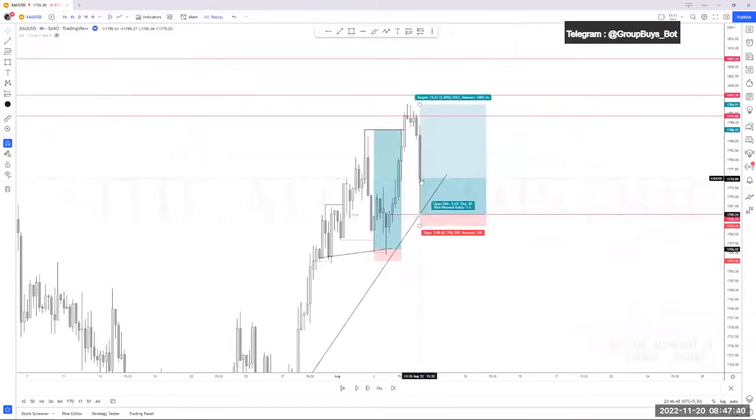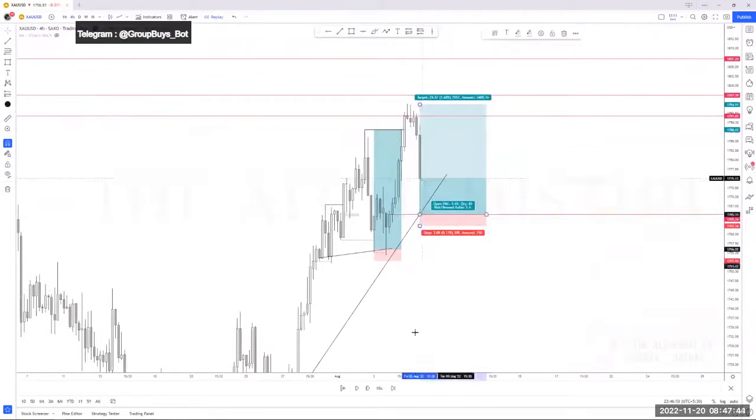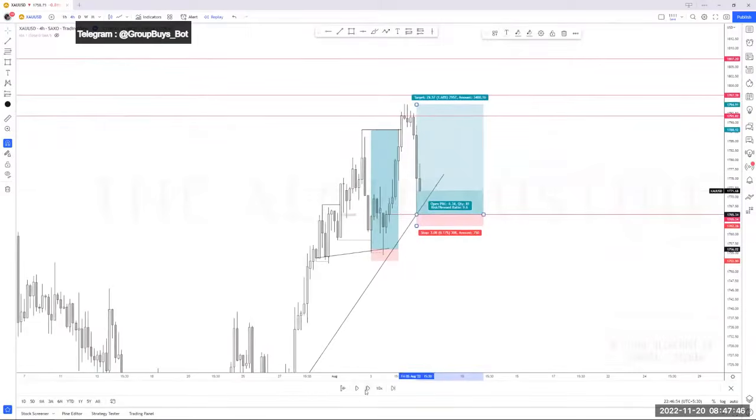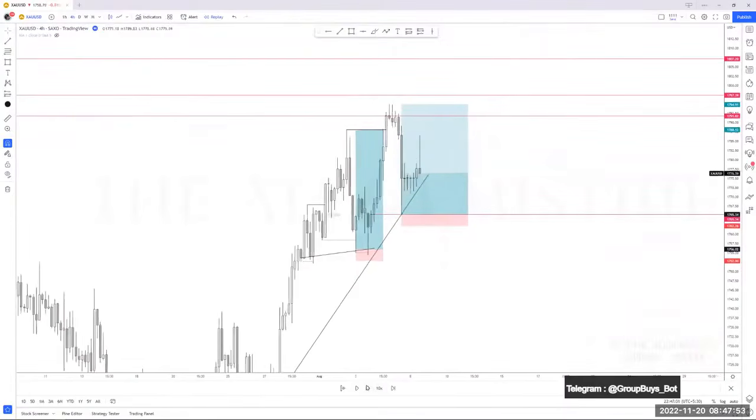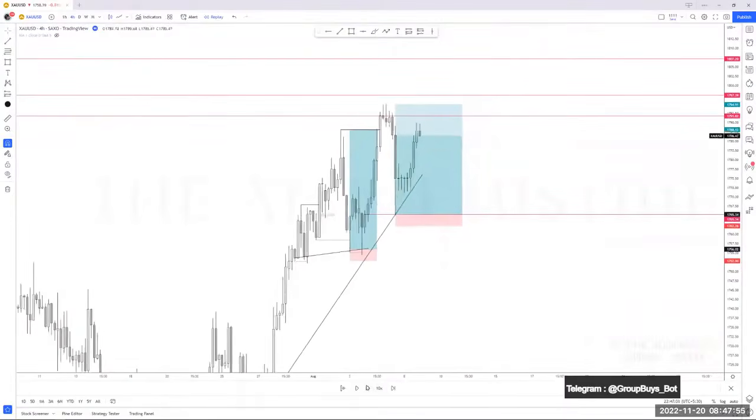Look at this. 3:30 p.m. my time. A new 4-hour candle opens in the next hour. Okay, so what happens? Wait. Don't worry. They're just moving around. And there it goes.